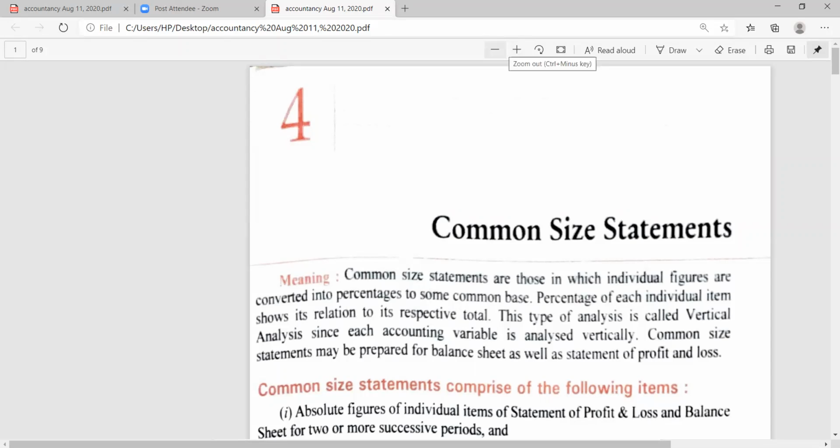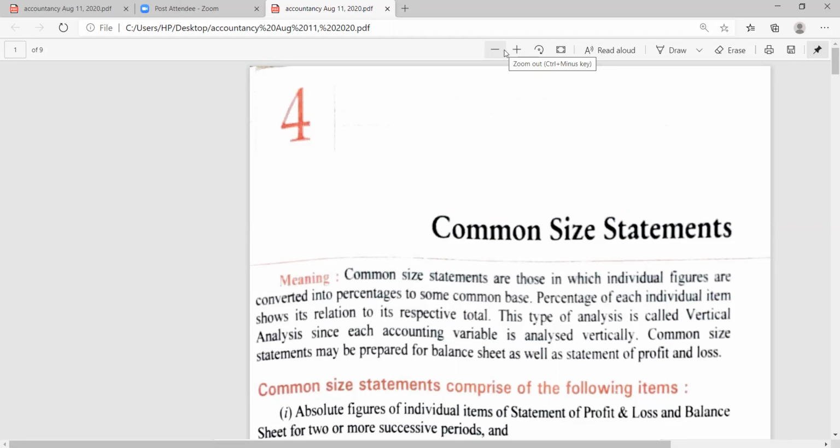Good afternoon, students. Today we are going to start our chapter number 4, common size statements. Yesterday we did comparative statements, which is one of the important tools of analysis of financial statements. Today we will learn another tool of analysis of financial statements, that is our common size statement.